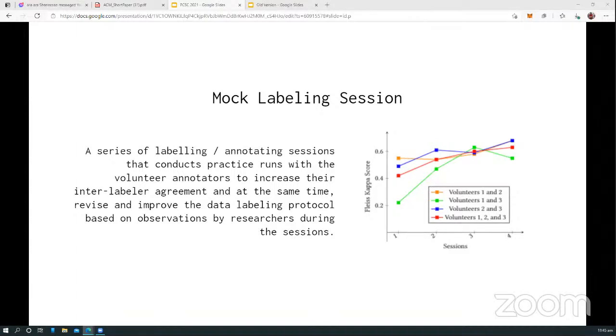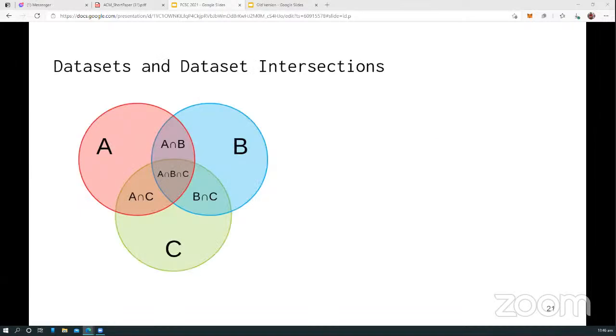In this graph, I would like to note that the first mock labeling session was performed without a data labeling protocol, and the subsequent sessions were performed with the data labeling protocol. Based on the graph on the slide, we can actually see improvements of the kappa score per subsequent mock labeling session, as stipulated in the graph. That is part of the results section of the paper.